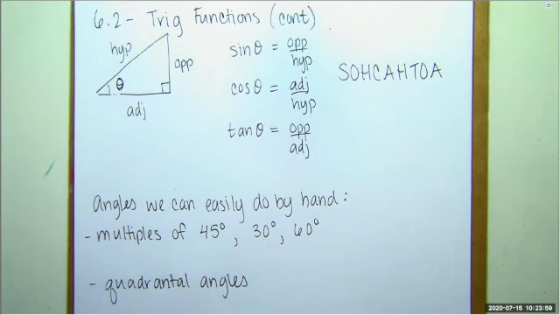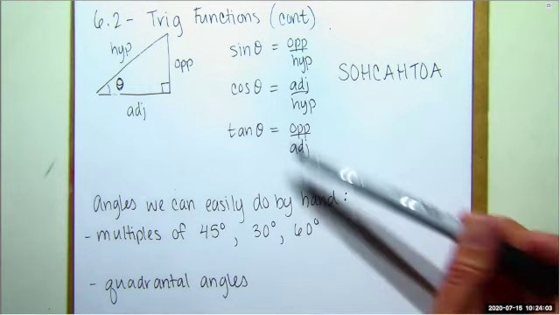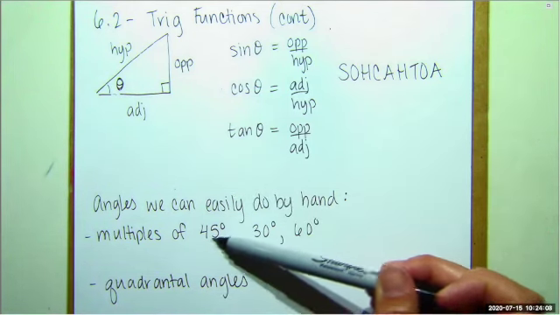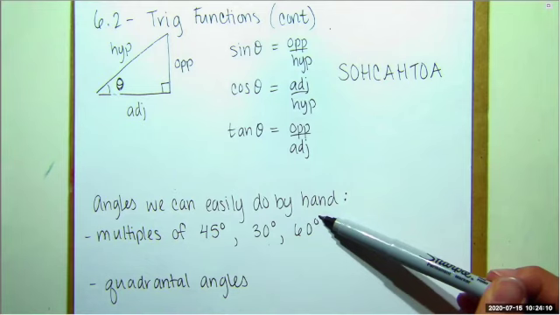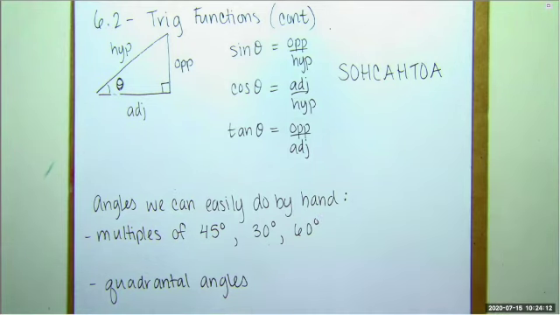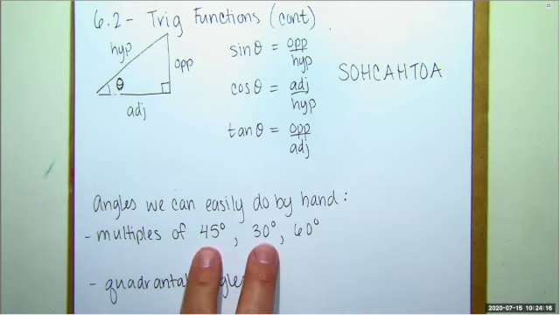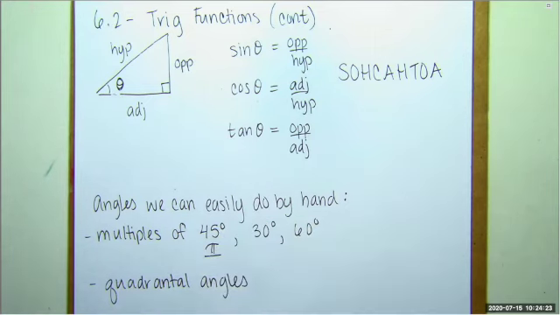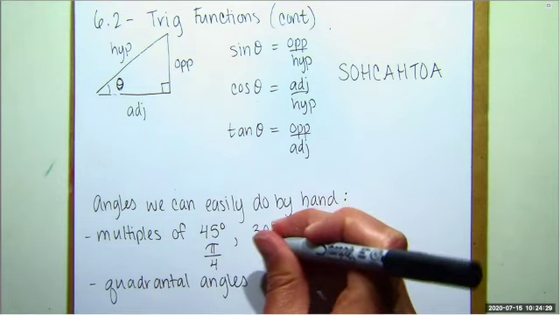Okay, so angles we can easily do by hand. So multiples of, and by do by hand, I mean find sine, cosine, and tangent. We'll be able to find sine, cosine, and tangent of multiples of 45, multiples of 30, multiples of 60, and quadrantal angles. Okay, so remember 45 degrees. Let's, just for funsies here, put these in terms of radians. So 45 degrees in terms of radians is pi over what? 4, good.